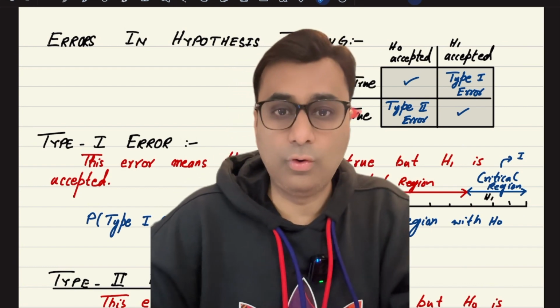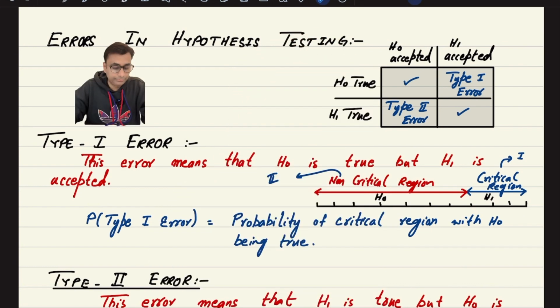There are overall 4 possible outcomes. Ideally, H0 is true and you have accepted H0, that's perfect. Or H1 is true and you have accepted H1, that's also perfect. But if H1 is true, but by mistake you have accepted H0, then this will be an error. Or if you have accepted H1 where originally H0 was true, then this type of error is called a type 1 error.